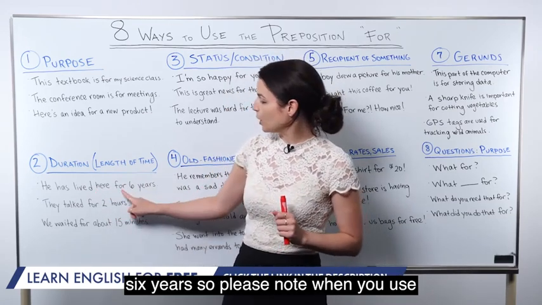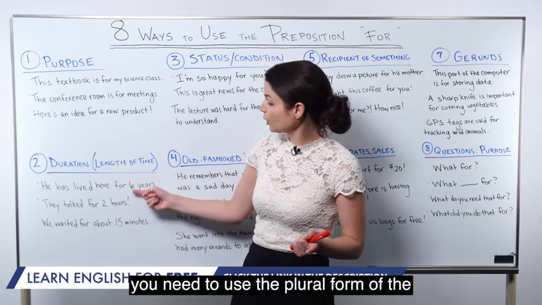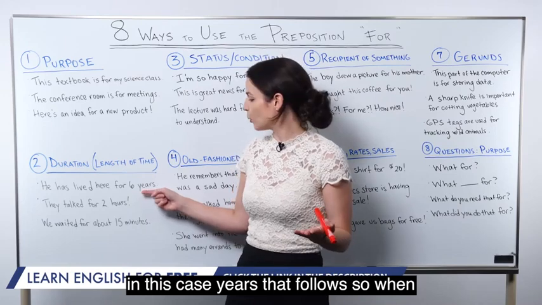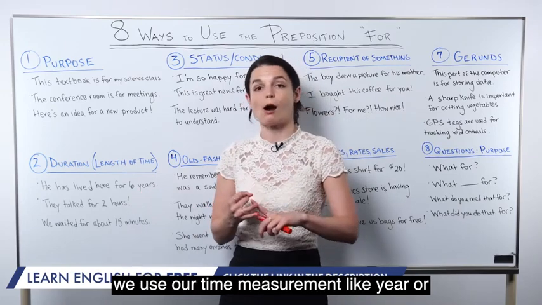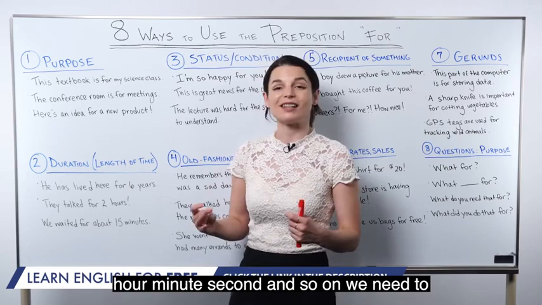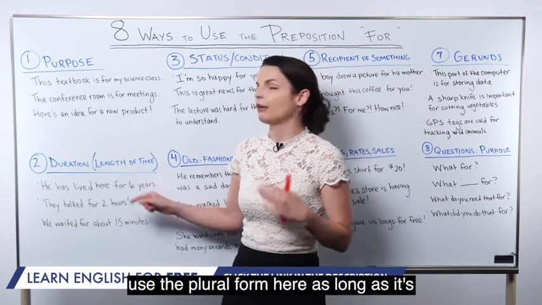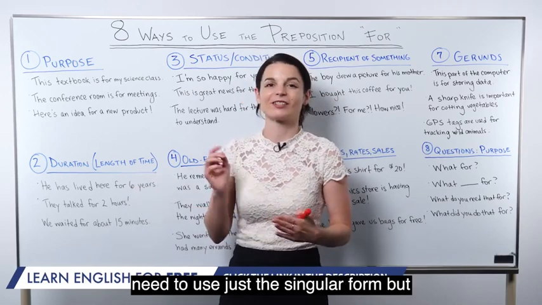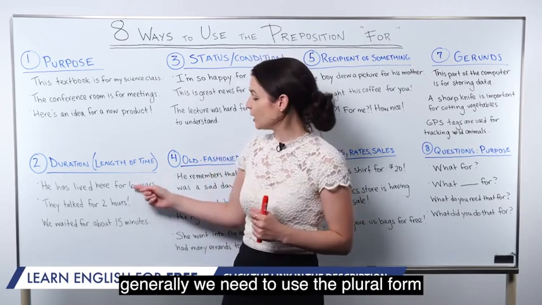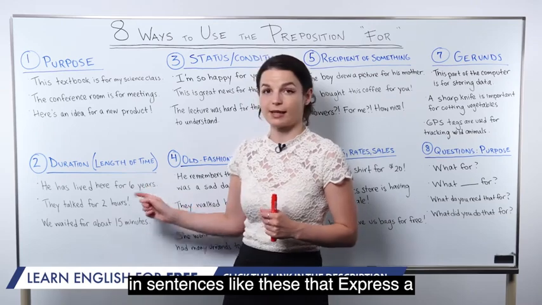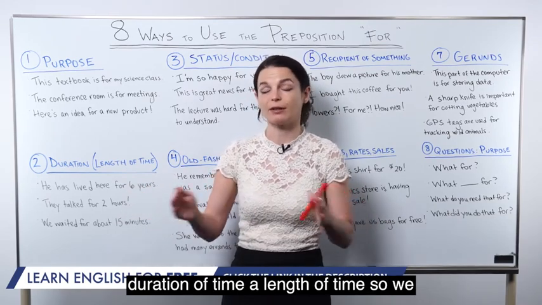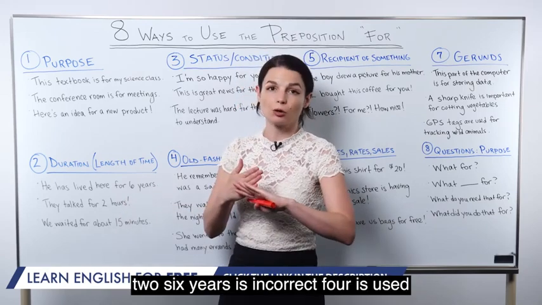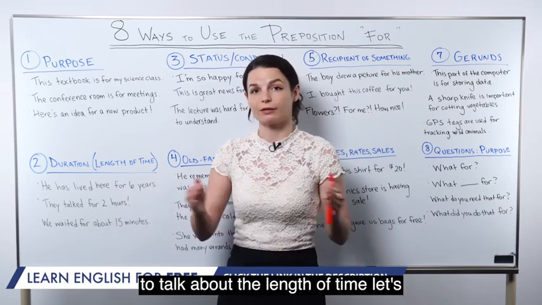So please note, when you use for, you need to use the plural form of the time word that follows, in this case, years. When we use a time measurement, like year or hour, minute, second, and so on, we need to use the plural form here, as long as it's not one. Of course, if it's 1 year, we need to use just the singular form. But generally, we need to use the plural form in sentences like these that express a duration of time, a length of time. So we cannot use to here. He has lived here 6 years is incorrect. For is used to talk about the length of time.